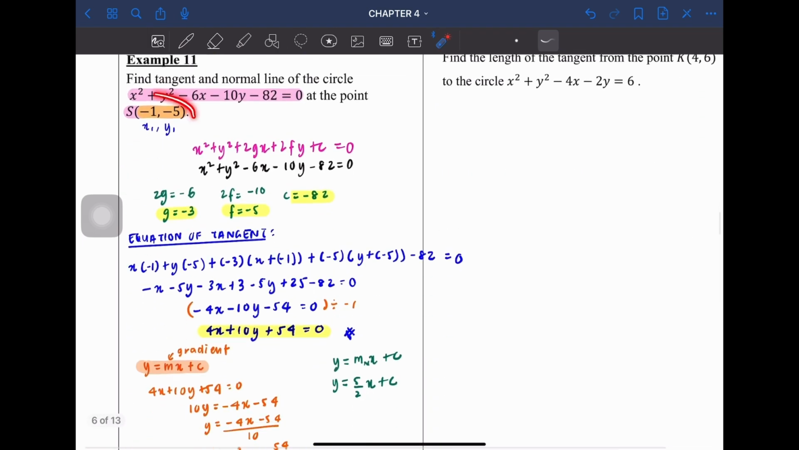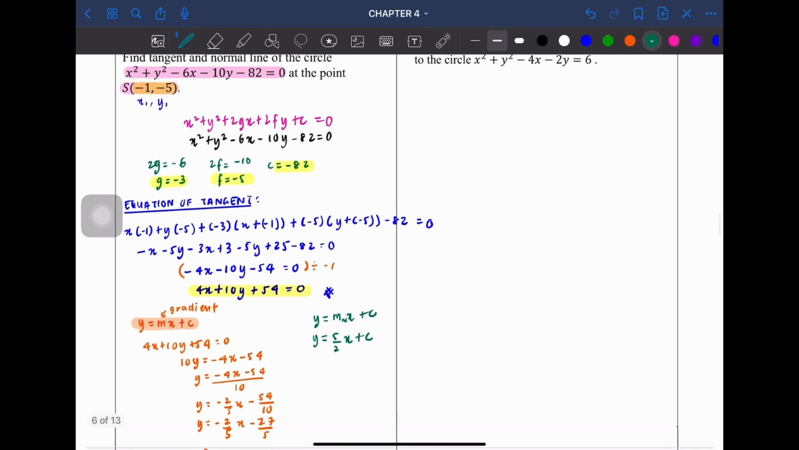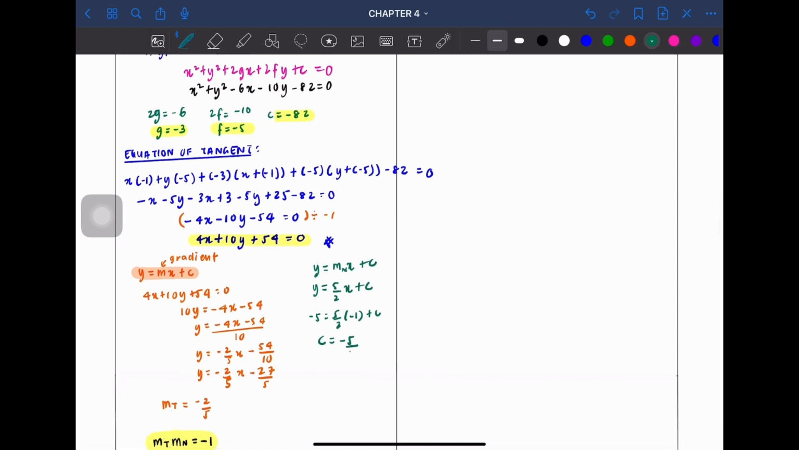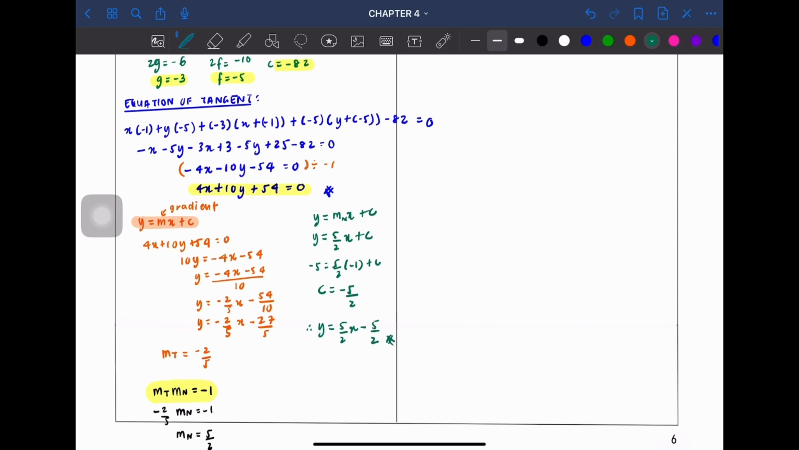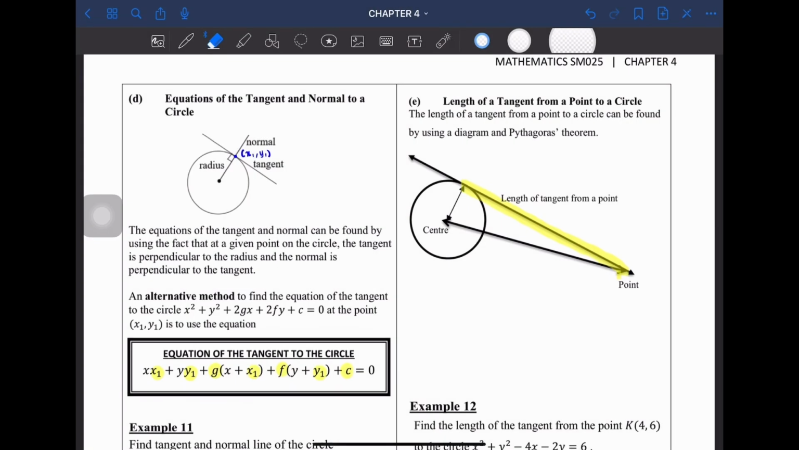So that's why we can substitute the point into our equation. So y is negative 5 over 2, your x is negative 1, plus c. So that's how you get your constant. c is negative 5 over 2. Okay, so you're not done yet. When you already get your c, you need to substitute back. So now you know that your equation of normal line is y equal to 5 over 2 x minus 5 over 2. Okay, that's your final answer. So now we already have the equation of tangent and also the equation of normal. Done.